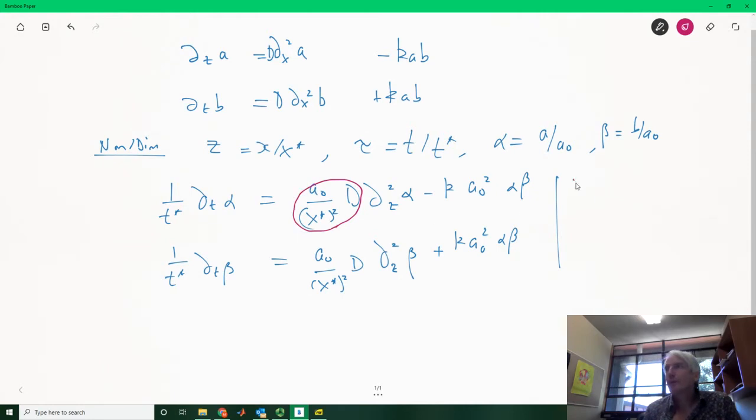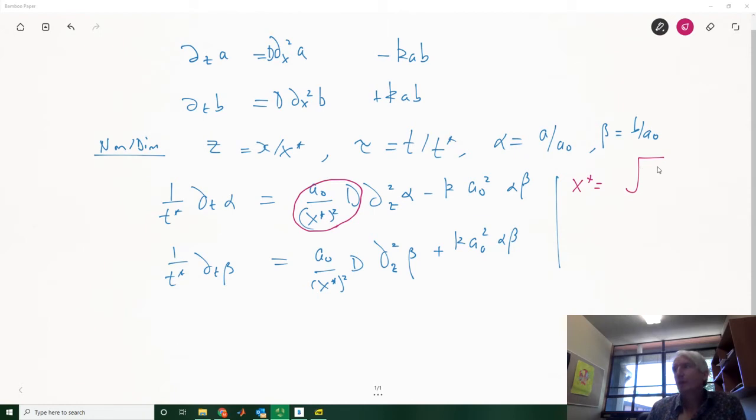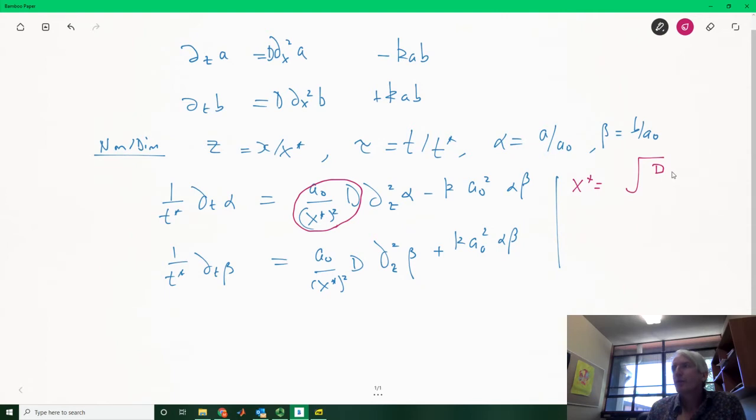So we want x star to be equal to the square root of D over k a naught. Okay, because we're going to divide by k a naught squared. I'm going to take this over and divide by that. Okay, brilliant. And then we get t star is equal to 1 over k a naught.